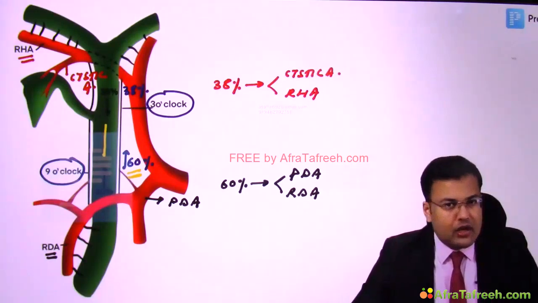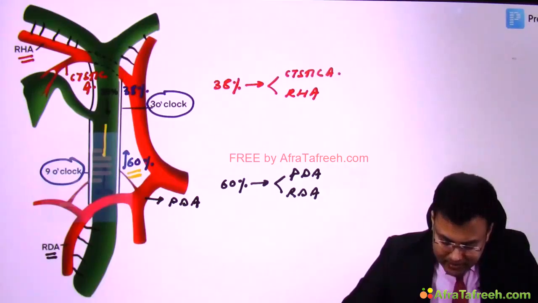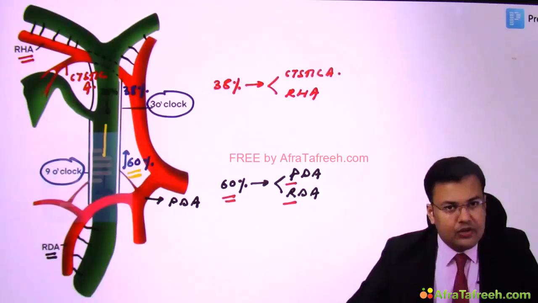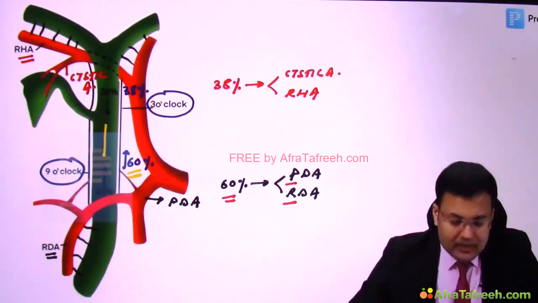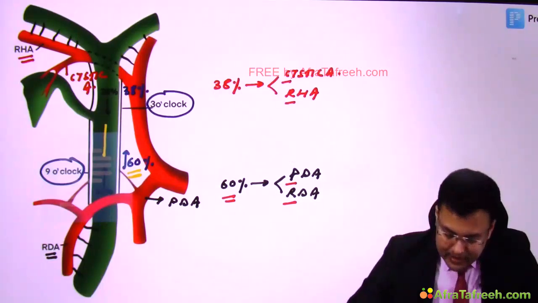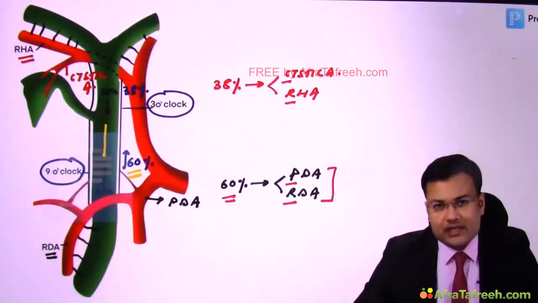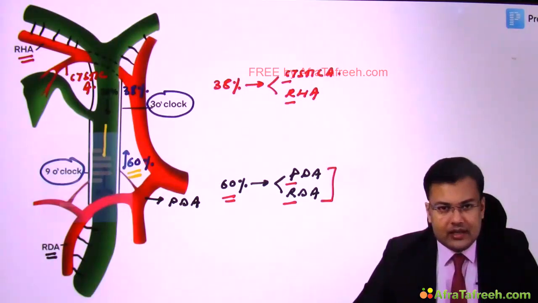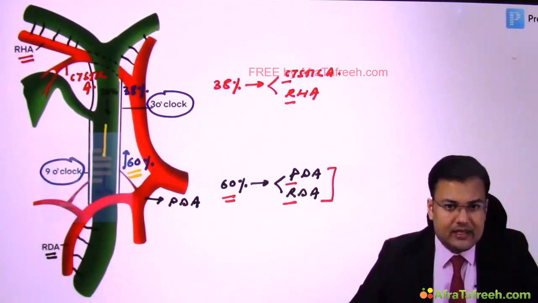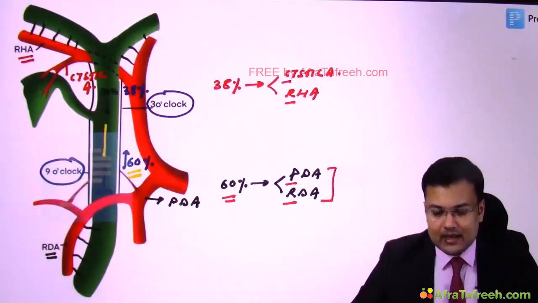Clear? So how to remember? There is a mnemonic: 60% from below, so नीचे से PR, and 38% from above, so ऊपर से CR. नीचे से PR means pancreaticoduodenal artery, retroduodenal artery; ऊपर से CR means cystic artery and right hepatic artery. So this is the blood supply.